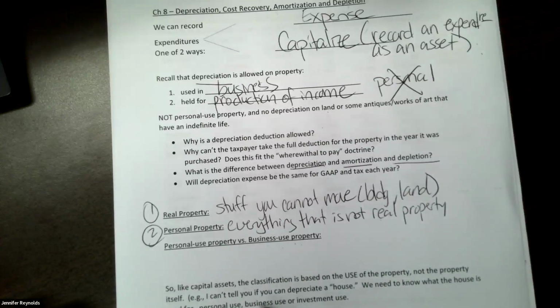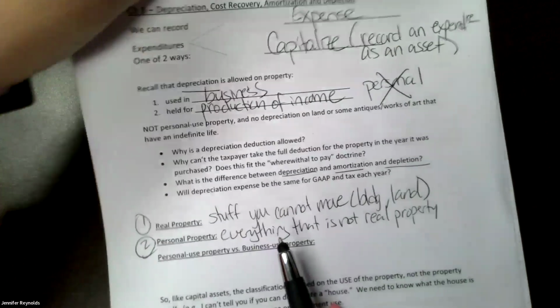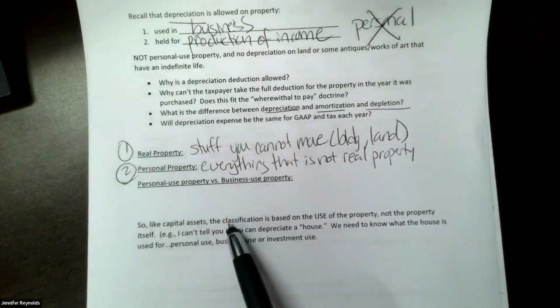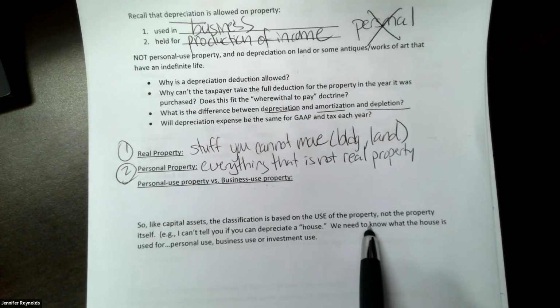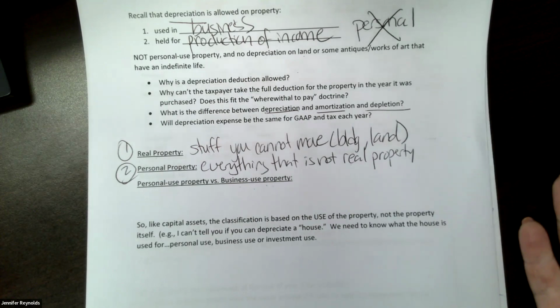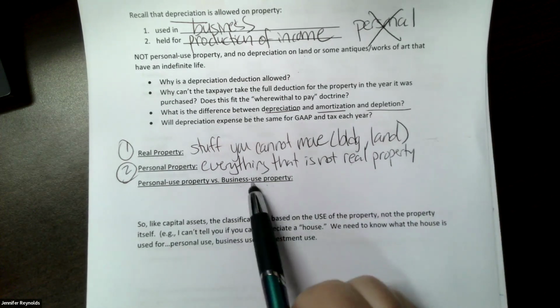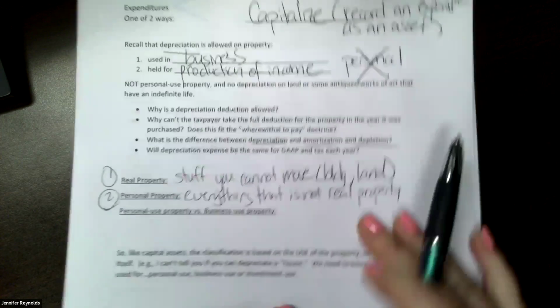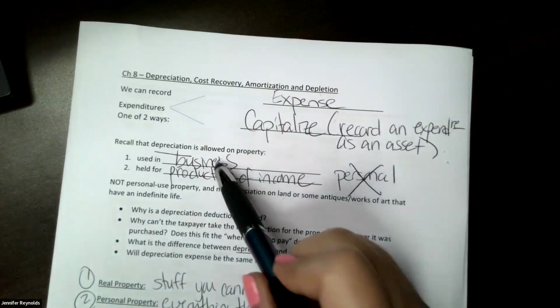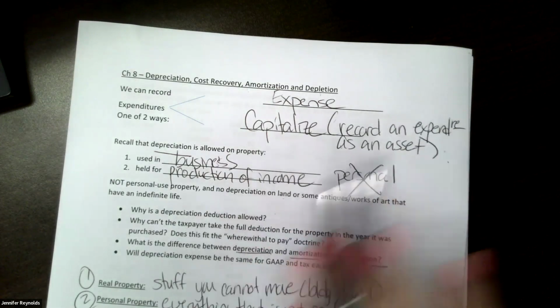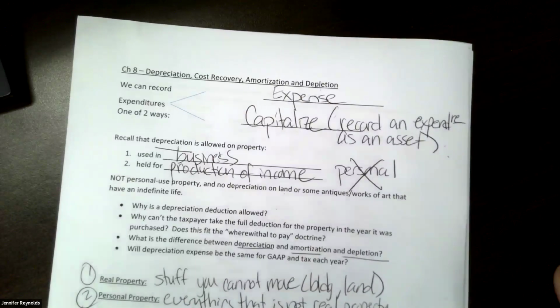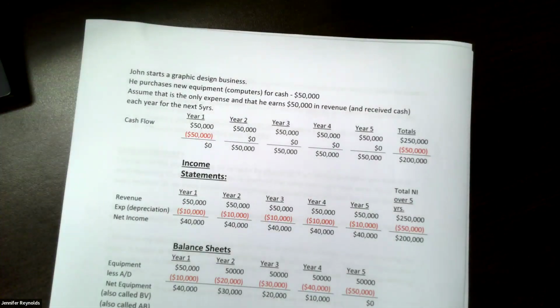So to kind of understand it, I said compare this to what you learned, and we're going to dive right back into some capital asset stuff later. The classification is based on the use of the property, not the property itself. Like, I've got a house. If I ask you guys, is that personal use or business use? I don't know. Tell me what you use it for, right? And only if it's for business or the production of income can you depreciate it. We never, ever depreciate personal use property.